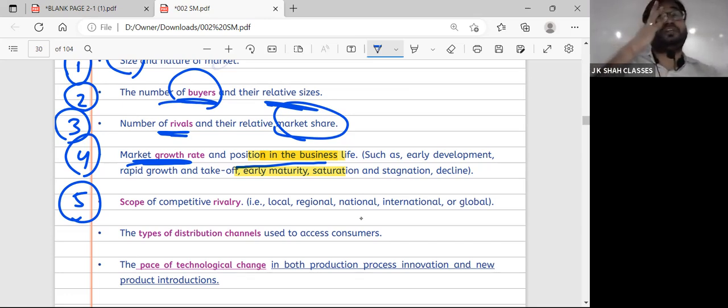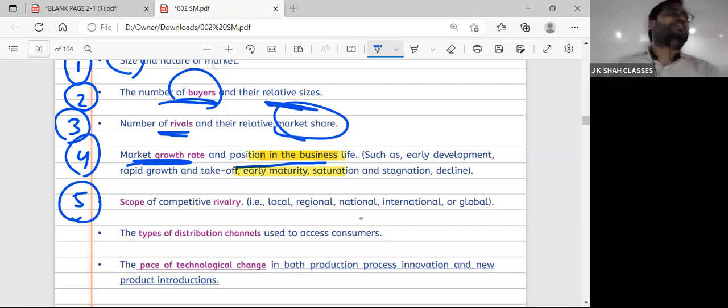Size and nature of the market. Number 2, number of buyers and their market size. Number 3, number of rivals and their market share. Number 4, market growth rate and the position in the business life cycle. Number 5, scope of competitive rivalry.